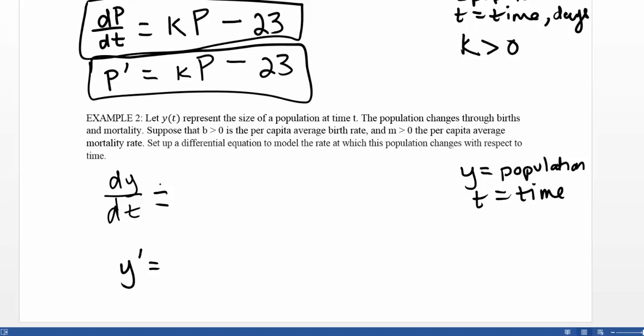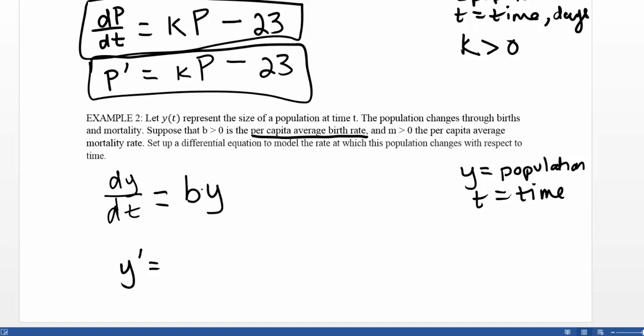There are people being born and there are people who are dying. So we need a way to write each of these. So let's start with the birth rate. So the per capita birth rate, B, is much like our constant K.